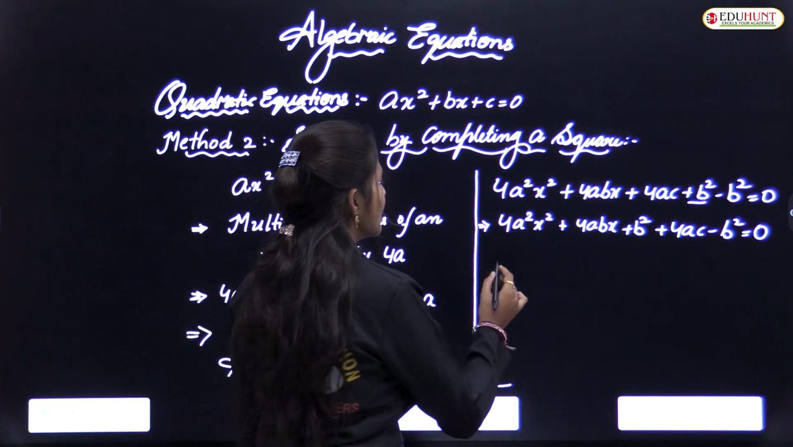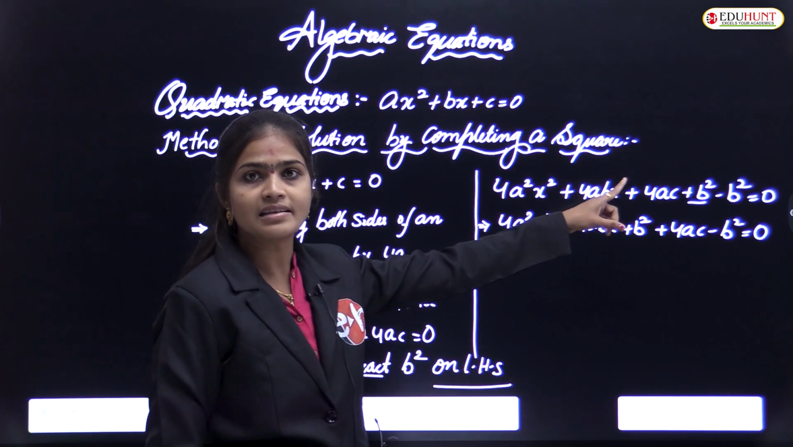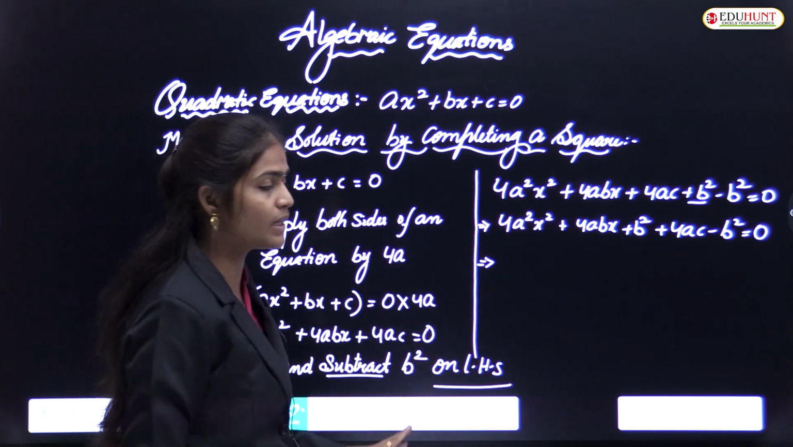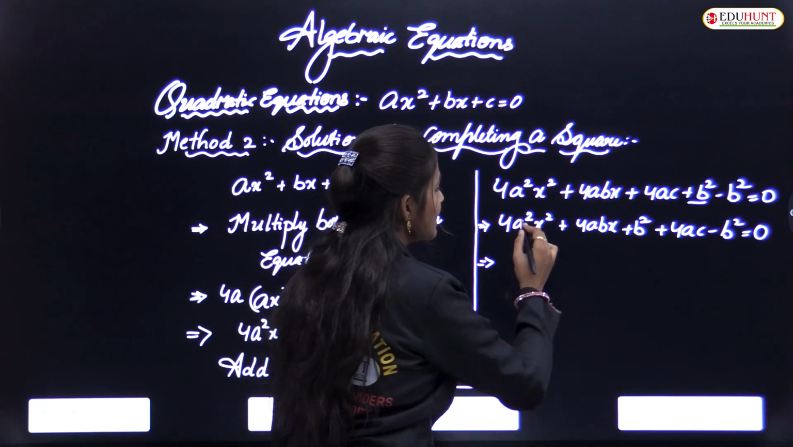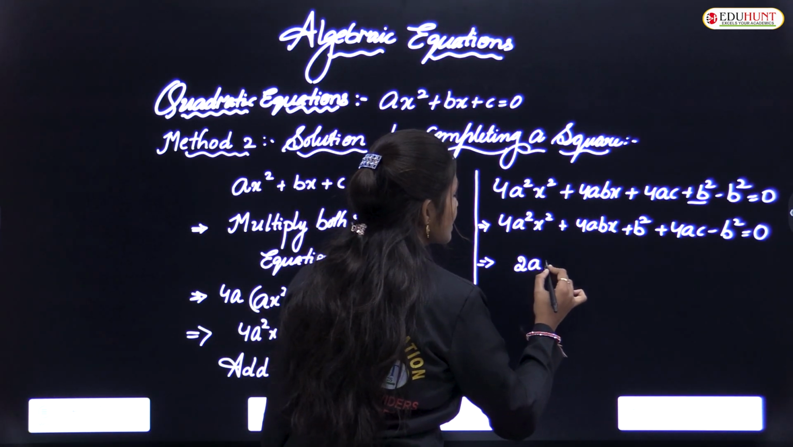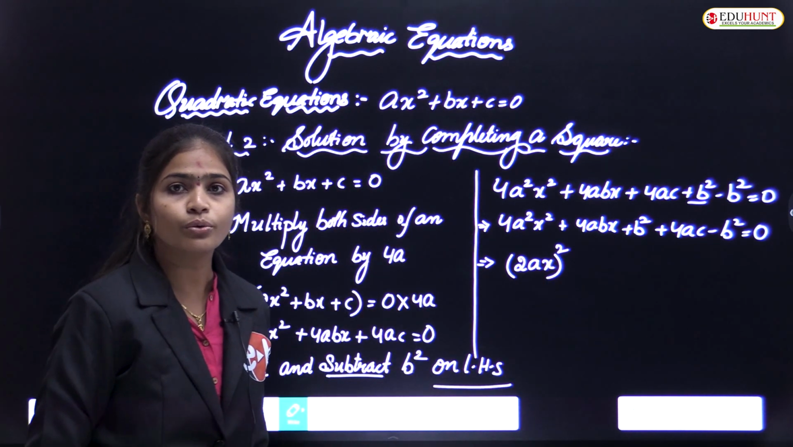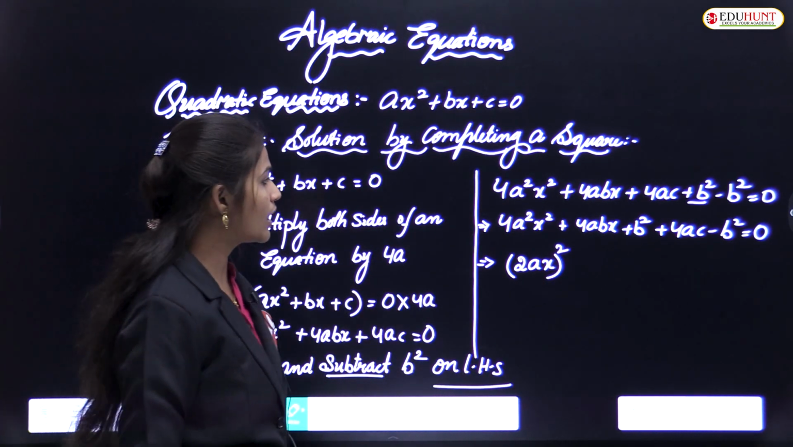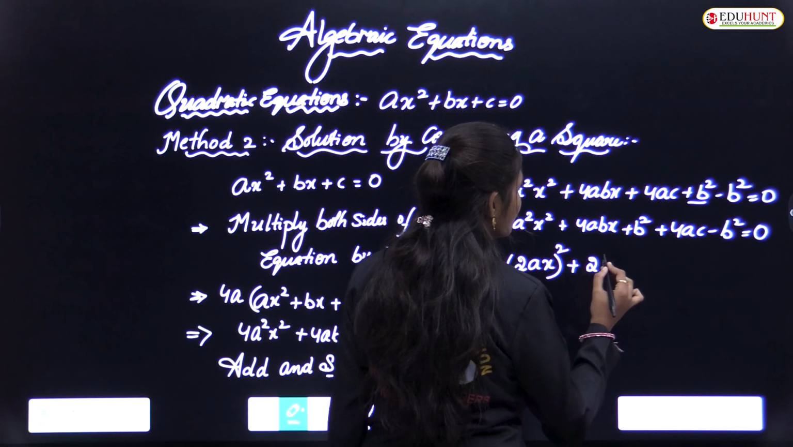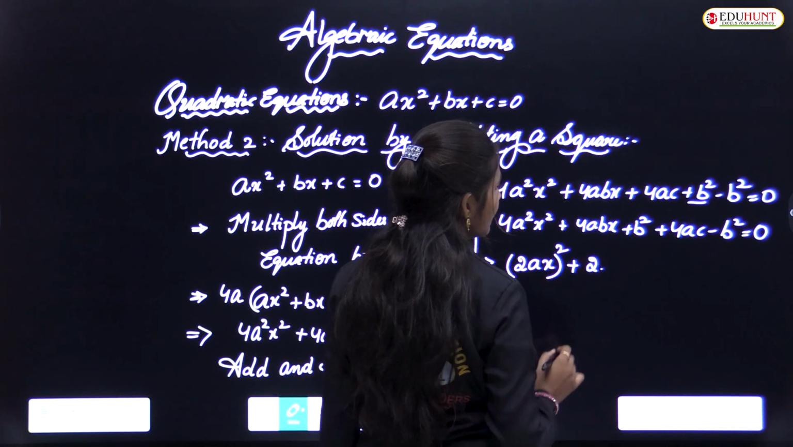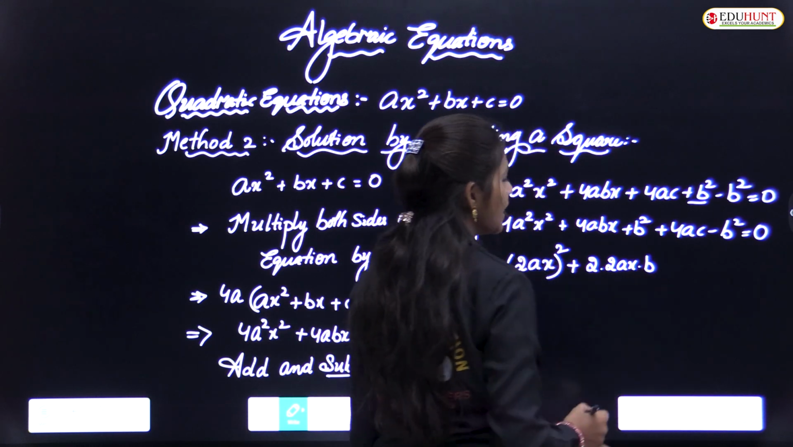So from this, 4a square x square, by completing a square they are asking, so we have to write this as a perfect square. So 4 we can write as 2 square, a square as a whole square, x square also as x whole square. So completely we can write this as 2ax whole square. Then we have to split this as 2 into 2ax into b. Shall we write like that?